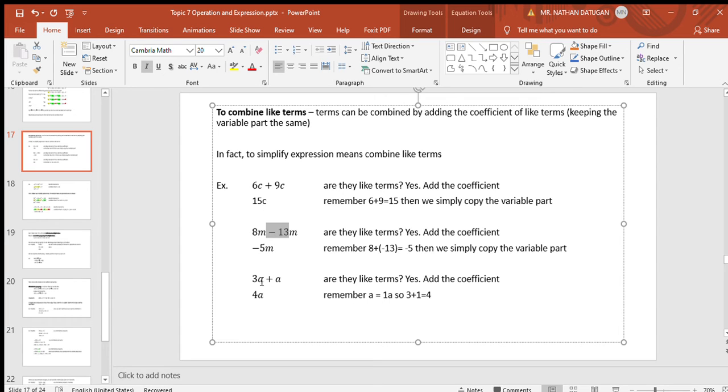Now in this one, we have 3a plus a. Are they like terms? Yes, they do. They have a common variable part of a. So we're just going to add 3 and nothing. Again, what's the implied coefficient of a single variable by itself? 1. So we're just going to add 3 and 1. 3 plus 1 is equal to 4. So it's going to be 4a.